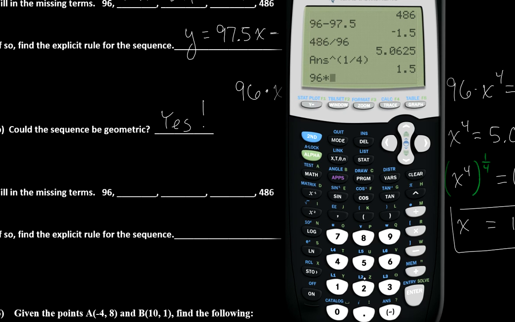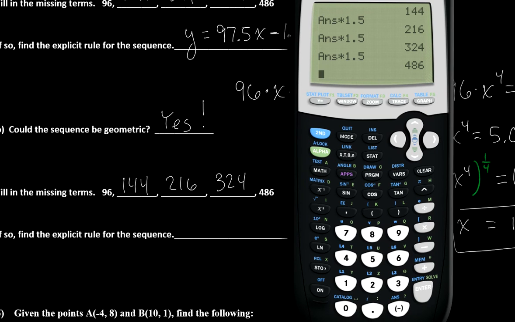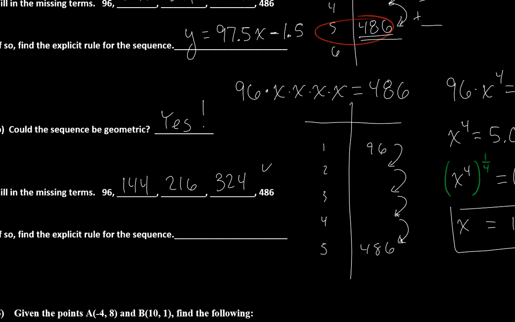So 96 times 1.5 gives me 144. That's nice. And then times 1.5, that gives me 216. Times 1.5 gives me this fabulous 324. Whoa, not 344, 324. And then times 1.5, and that gives me 486. Checks. So I did a great job of moving from 96 to 486 using repeated multiplication.